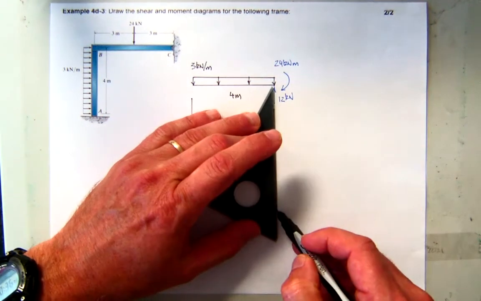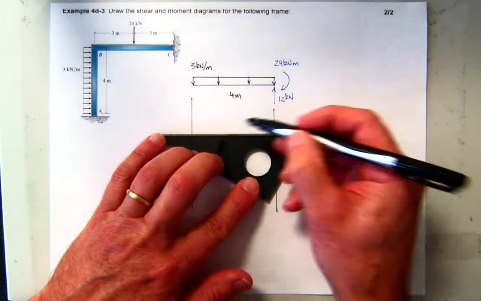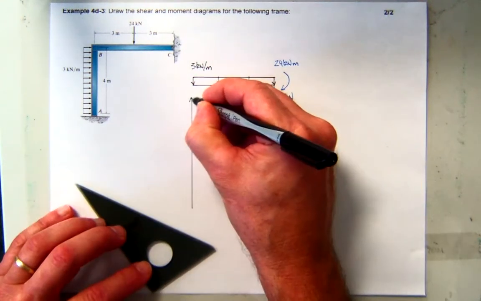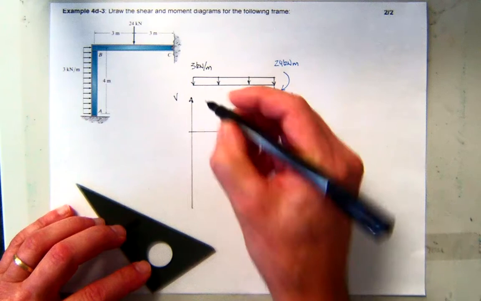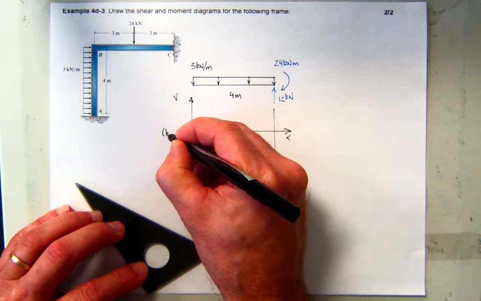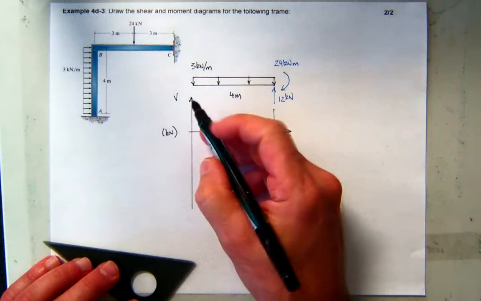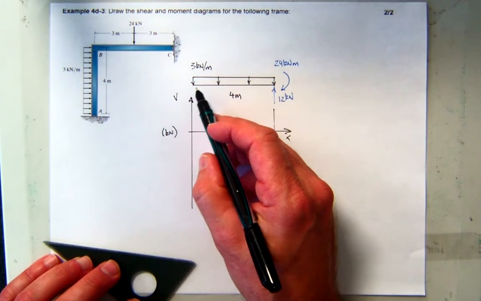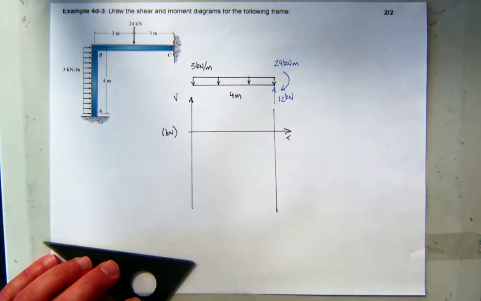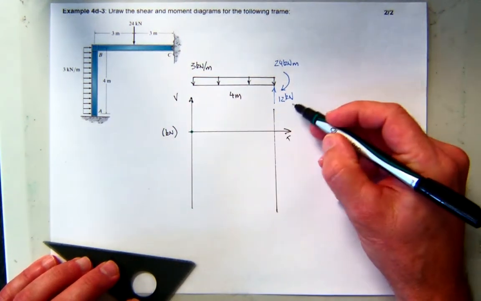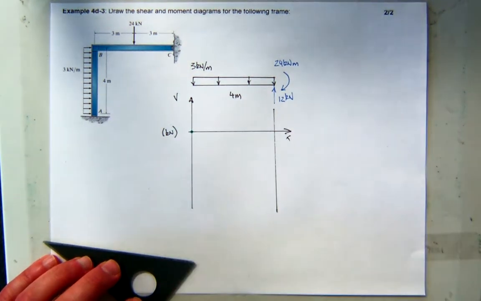We'll go left to right. There's the length of the beam. Establish our positive x-axis. Positive shear, and all of the shears will have kilonewton for the unit. So what is the shear at A? Zero. What is the shear at B? Negative 12.